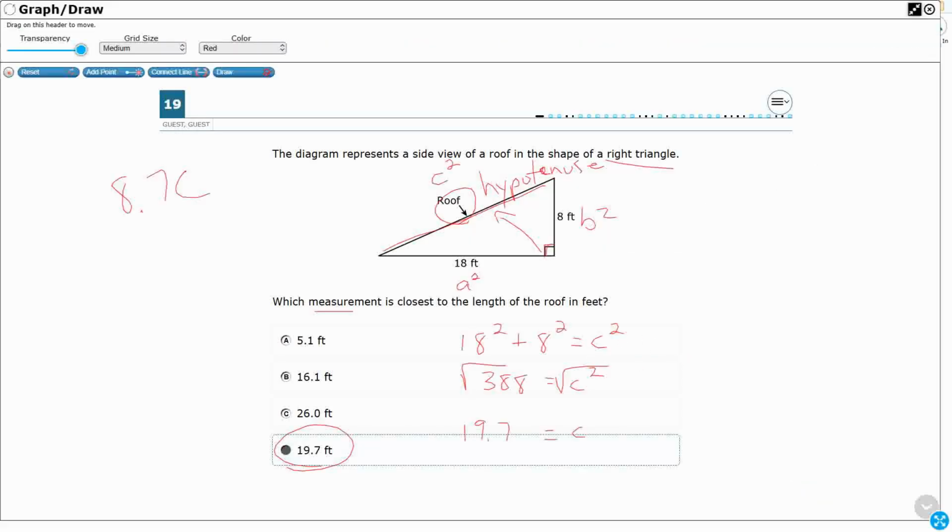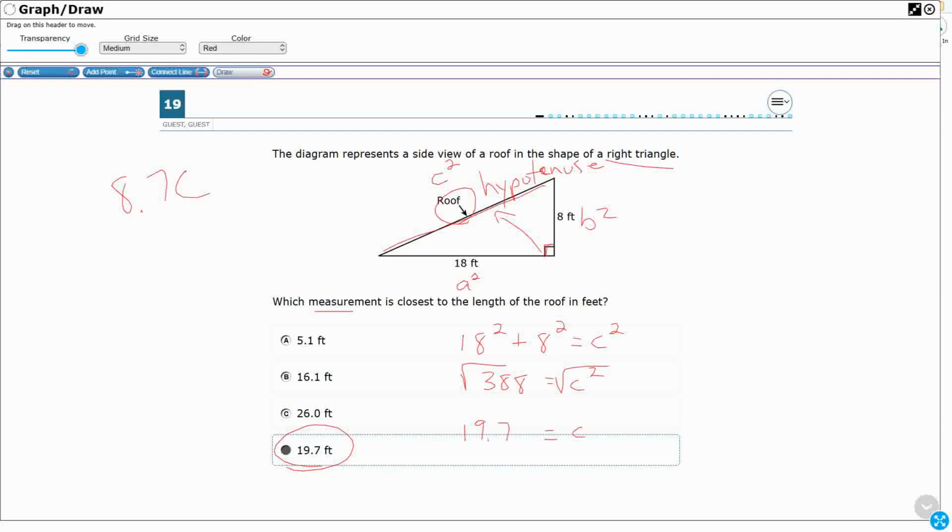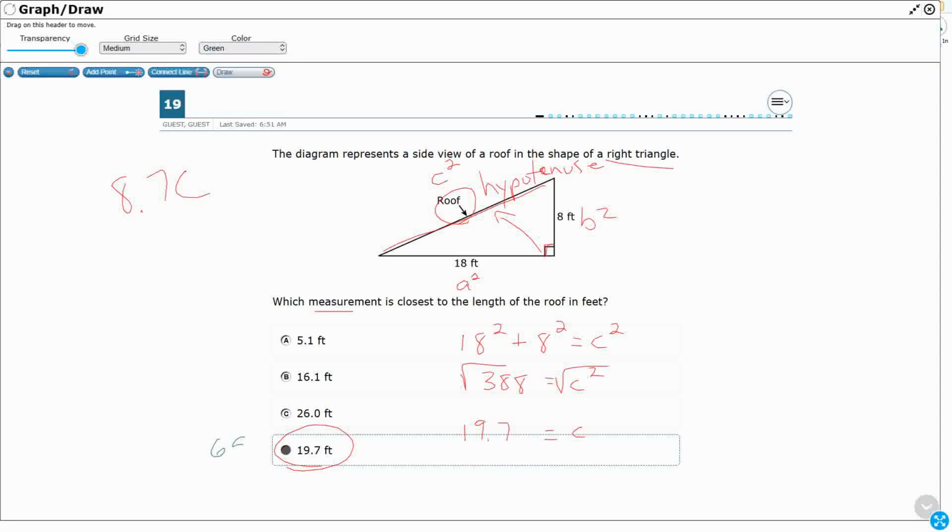So if we knew the Pythagorean theorem and how to use the calculator, that'd be pretty simple. And honestly, it was pretty simple for our students. We had 65% of our students get this correct. So while that might not seem like much, that's well over that 60% threshold. Should feel pretty good about that.